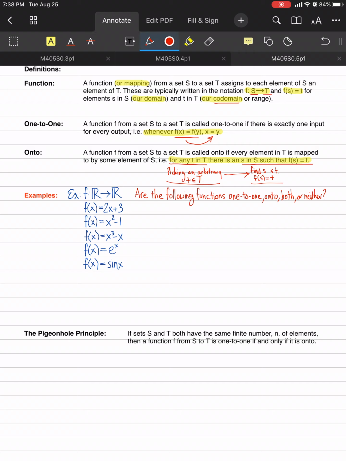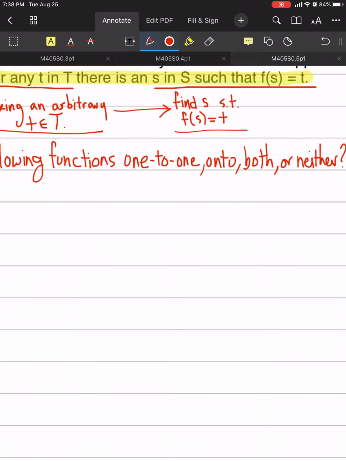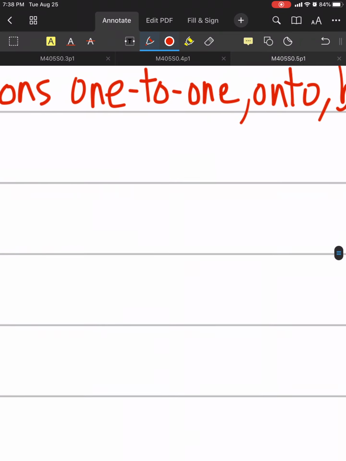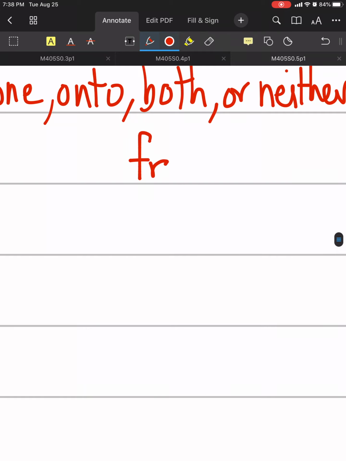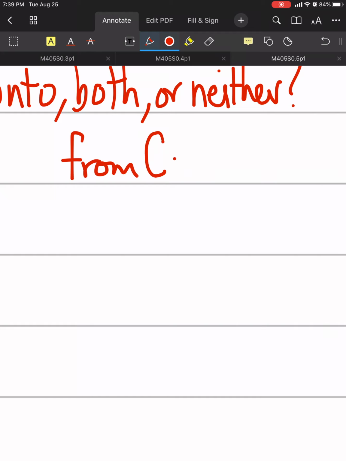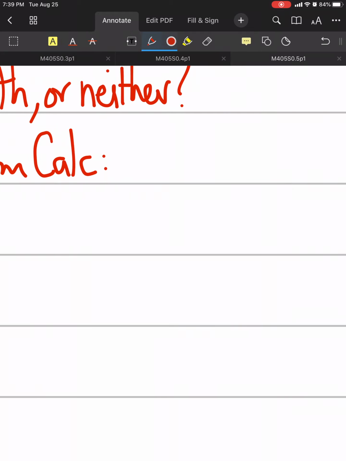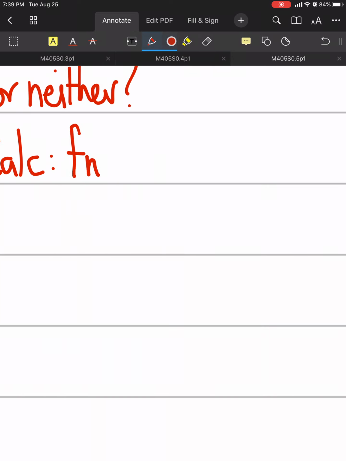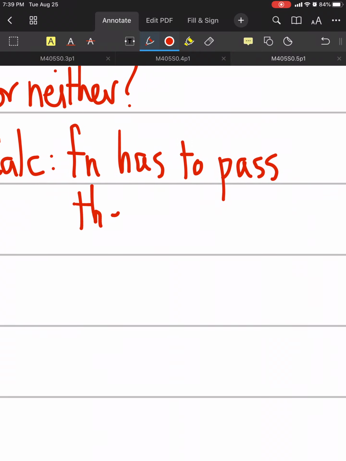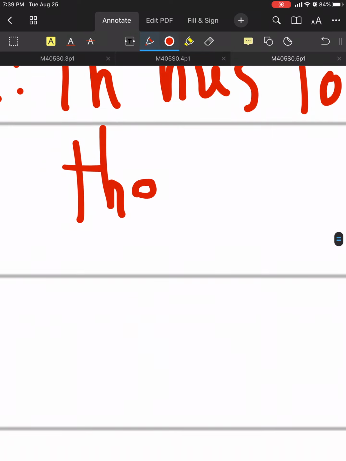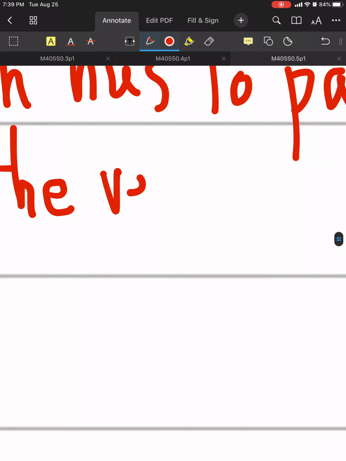All right. So the idea here is we want to figure out, are these one-to-one, onto, both, or neither? Now, you might remember we had a couple of things in calculus for the graphs, how that would work. So for a one-to-one function, from calc, it's probably actually from pre-calc, a function had to pass a certain test. Go ahead and pause it, see if you can remember. If not, I will answer. So if you're back, it has to pass the vertical line test.